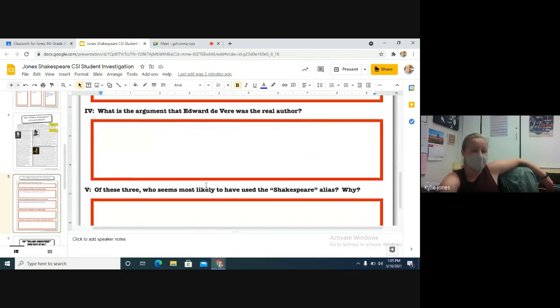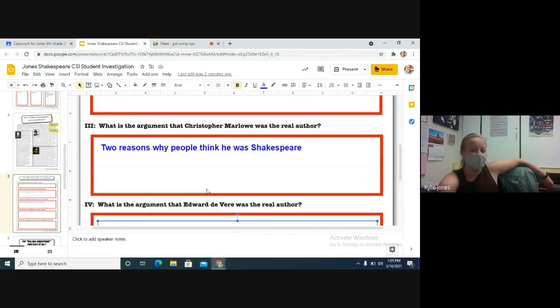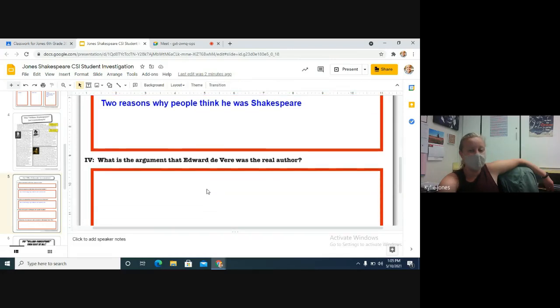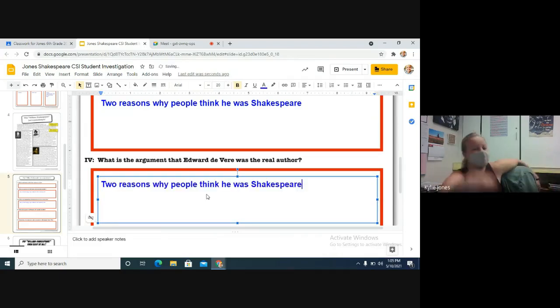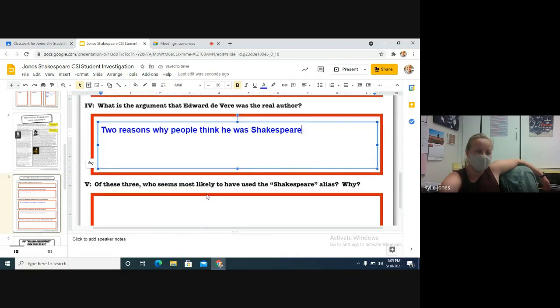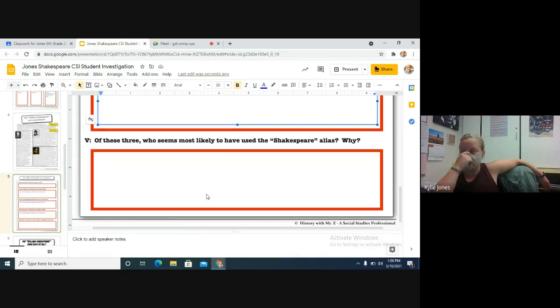The next part. Okay, well, number 4, you're doing the same thing about what's the argument that Edward de Vere was the author. So you're doing 2 reasons for each of the 3 people. And then on the bottom box, who do you think is most likely Shakespeare out of those 3? So I'm going to give you guys about 5 minutes just to finish up this slide, answering all of the questions on this slide. Sound good?